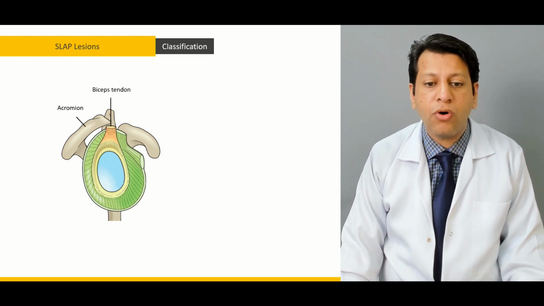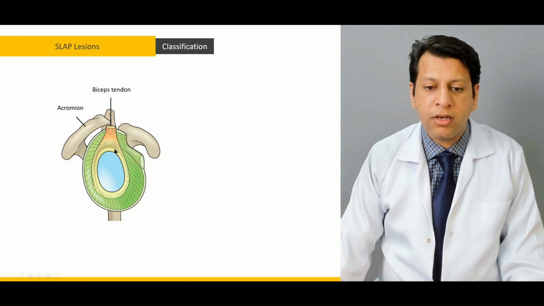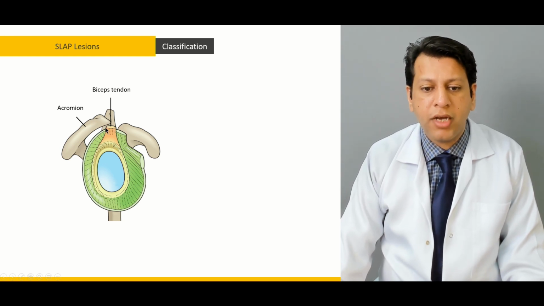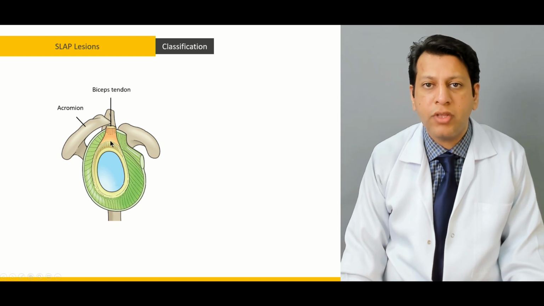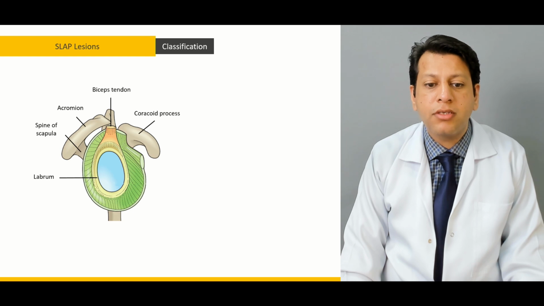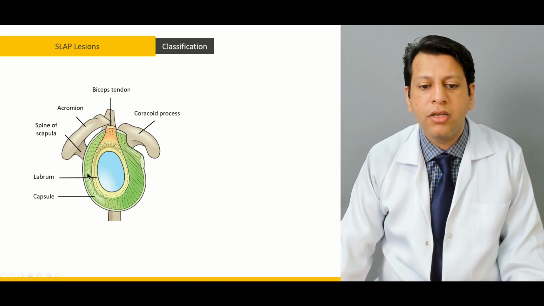This is how you can appreciate it on MRI: this is the glenoid, with the labrum around it along with the capsule, and the bicep attached on the superior pole of the labrum. There is the coracoid process. This is the spine of the scapula, and the labrum attached is the yellow part. You can appreciate it here with the capsule outside the labrum.